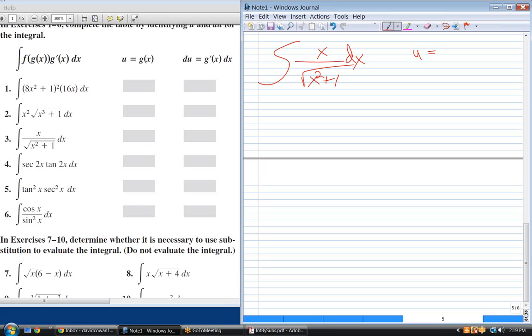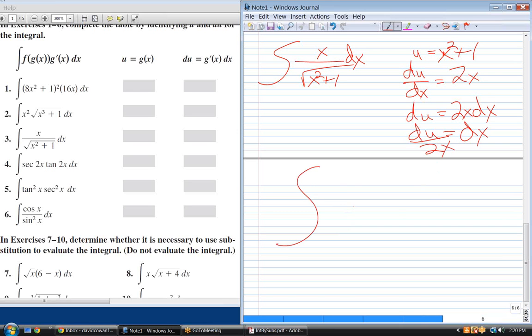U equal to? U is x squared plus 1. What's the next step? du dx equals 2x, which then du equals 2x dx, and then dx equals du over 2x, and then we would rewrite the equation with du over 2x where dx is. So we have x over u to the 1/2.